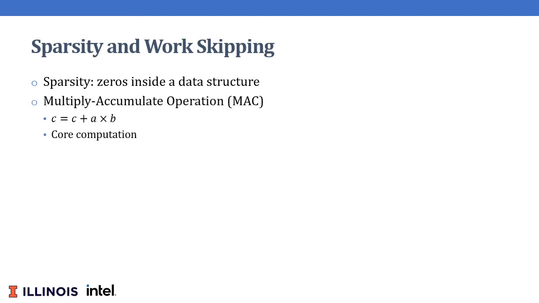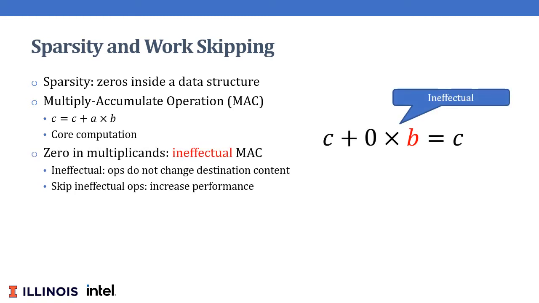The multiply accumulate operation, or MAC, has the form C equals C plus A multiplied by B, and it is the core computation in many algorithms. When there is a zero in one of its multiplicands, the MAC operation is ineffectual, meaning that the operation does not change the destination content. Therefore, we can skip it to improve performance.